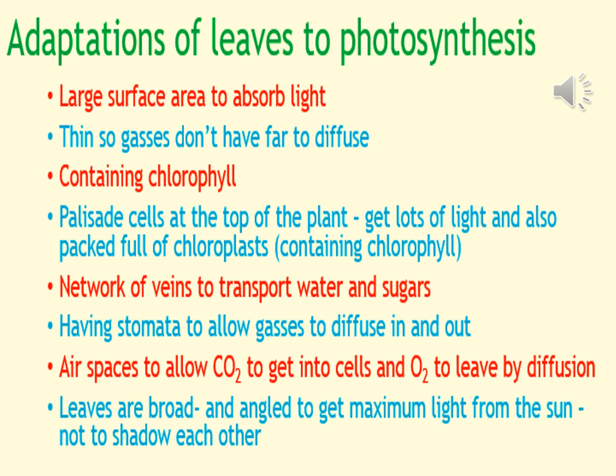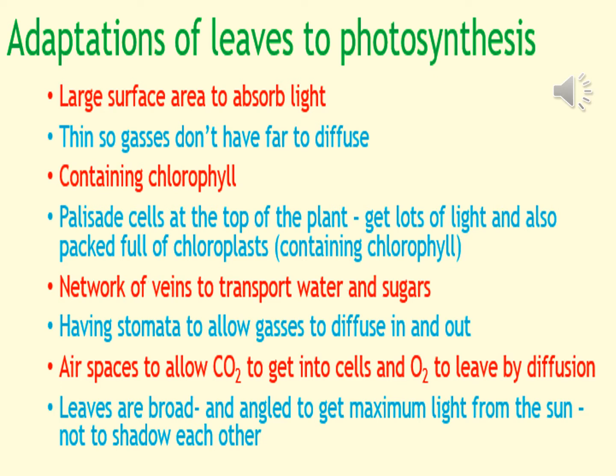The palisade cells at the top of the plant allow for that light to get into the plant, and it's packed full of those chloroplasts to trap the sunlight. It has a network of veins for transport of water and sugars. So the water and the sugars are going to come from the roots, from the soil, and it's going to come up through the stem to the leaves, and then transpiration will take it from the leaf into the air.